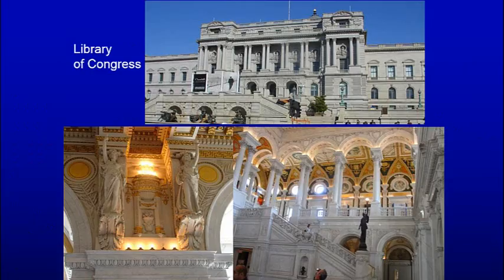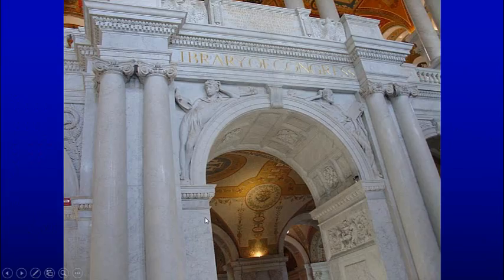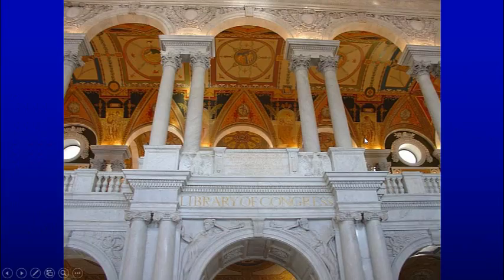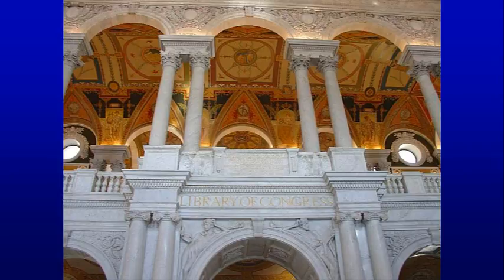This is the Library of Congress. This is the outside, and this is inside the Library of Congress, and we can see two people, a young guy studying and an older guy with wisdom. We can see both of these individuals. Very lovely hall inside there.